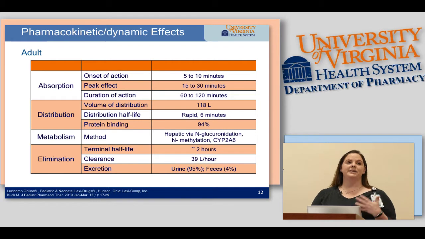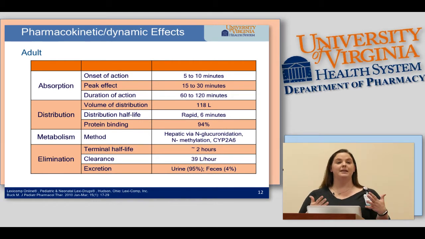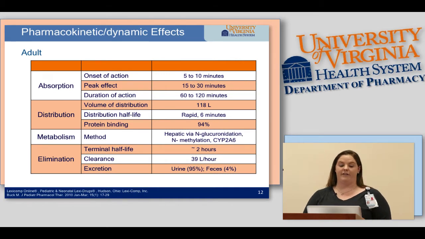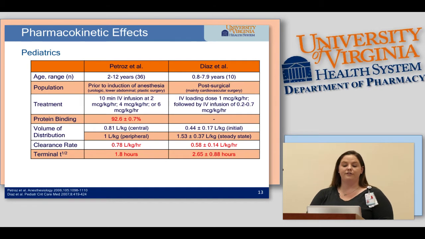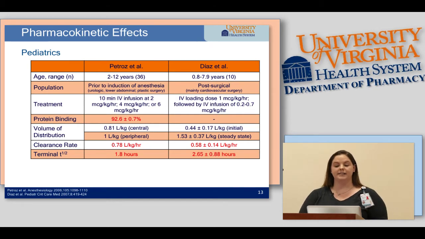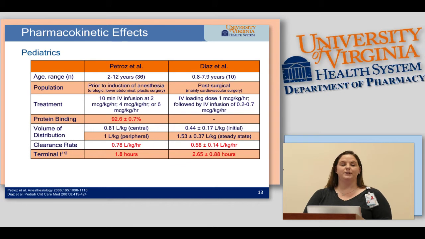So I'm now going to compare this to the pediatric population. There have been quite a few studies looking at dexmedetomidine and the pharmacokinetic effects. The first 2 studies I'm going to point out are Petros et al., which looked at 36 children who completed the study, aged 2 to 12 years. And this was in patients prior to induction of anesthesia.